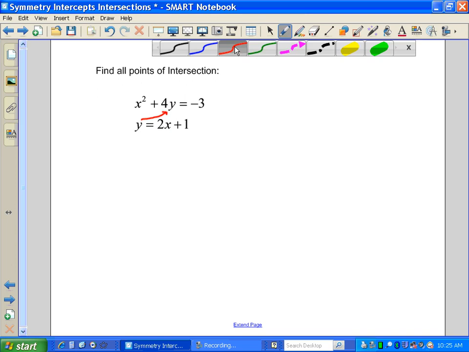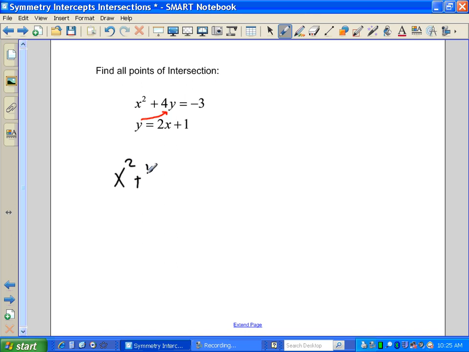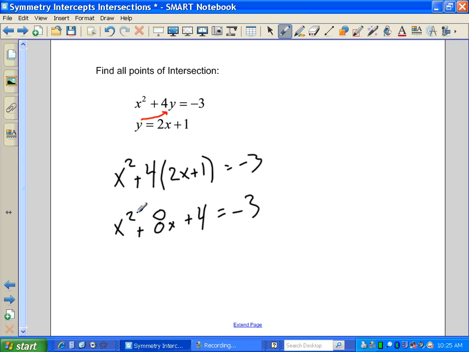Let me get rid of the red because we'll start with this. So I'm going to substitute in there x squared plus 4 times y, which is 2x plus 1 equals negative 3. So x squared plus 8x plus 4 equals negative 3. How do we solve this? It's quadratic, so we've got to use some sort of quadratic method. Typically, we want it to equal 0, so let's go with x squared plus 8x plus 7 equals 0. Quadratic formula works. This factors nicely.